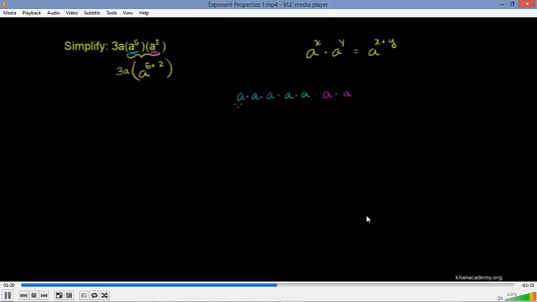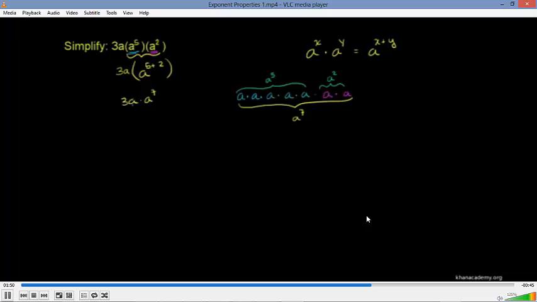We are multiplying a times itself. Let me make it clear. This over here is a to the fifth. This over here is a squared. But when you multiply the two, you're multiplying a by itself 7 times, 5 plus 2. So this is a to the 7th power, a to the 5 plus 2 power. So this simplifies to 3a times a to the 7th power.